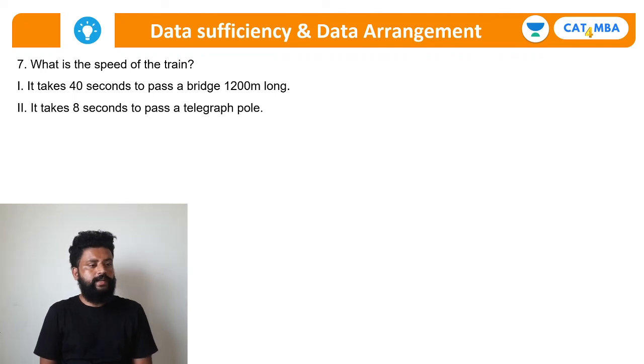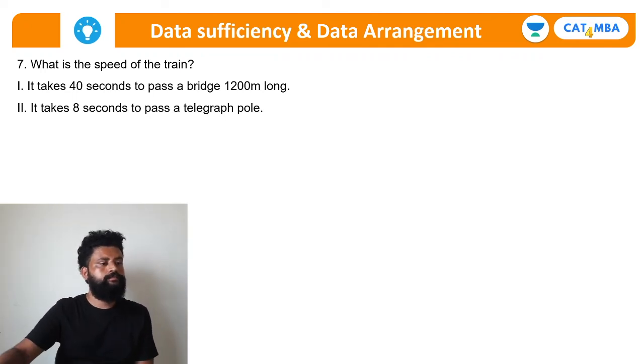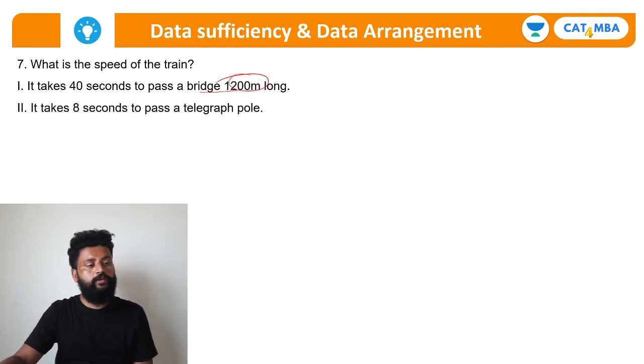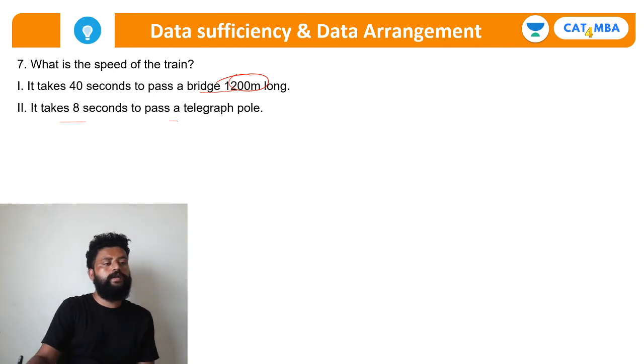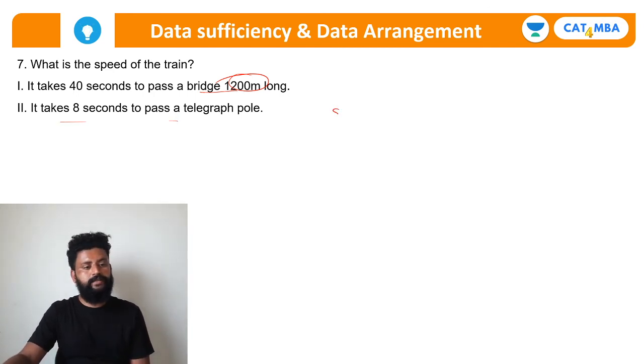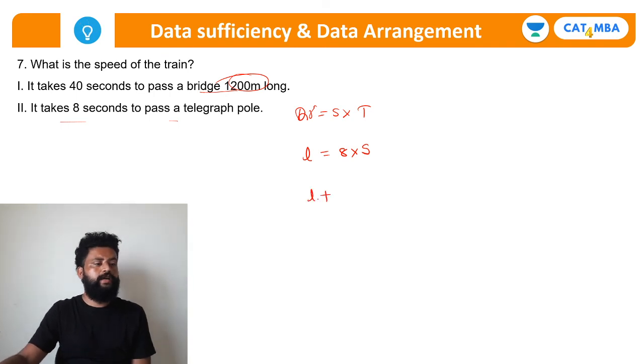We talk about this. What is the speed of the train? It takes 40 seconds to pass a bridge of 1200 meters. We don't know the length of the train. And 8 seconds to pass. So that means speed into time is the distance. So length of the train must be 8 into its speed into time. Okay, and length of the train plus 1200 meters must be equal to 40 into s. So that's what you can count here.